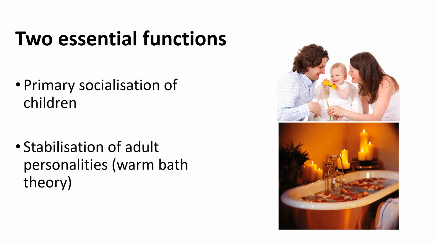So according to Parsons, these 2 essential functions that can only be performed by the nuclear family are the primary socialisation of children, so raising children to be successful members of society, and the stabilisation of adult personalities, which I spoke briefly about yesterday. It's the place where we all come home to relax and feel better about our day so that the next day we can go back to work or back to whatever it is we need to do to keep society functioning. So stabilisation of adult personalities is also known as the warm bath theory. It's also worth noting that the first letters of stabilisation of adult personalities spell SOAP. So you have a warm bath and it's soap, stabilisation of adult personality, quite a useful way to just remember it.